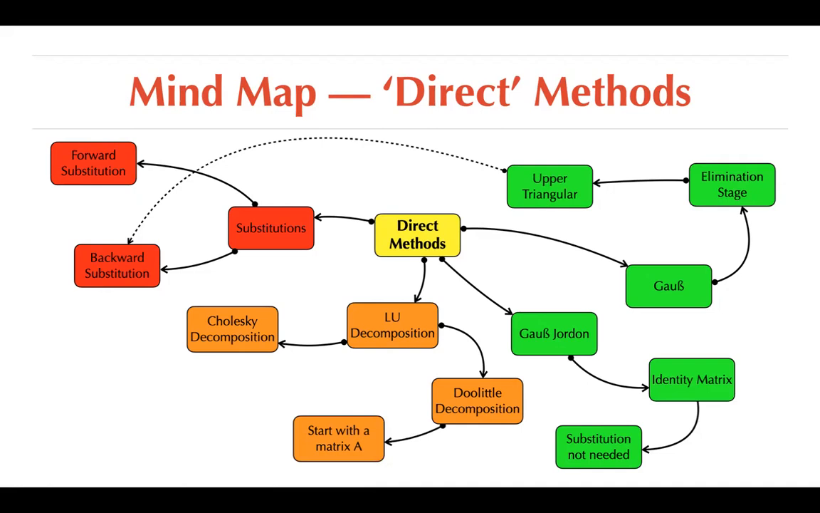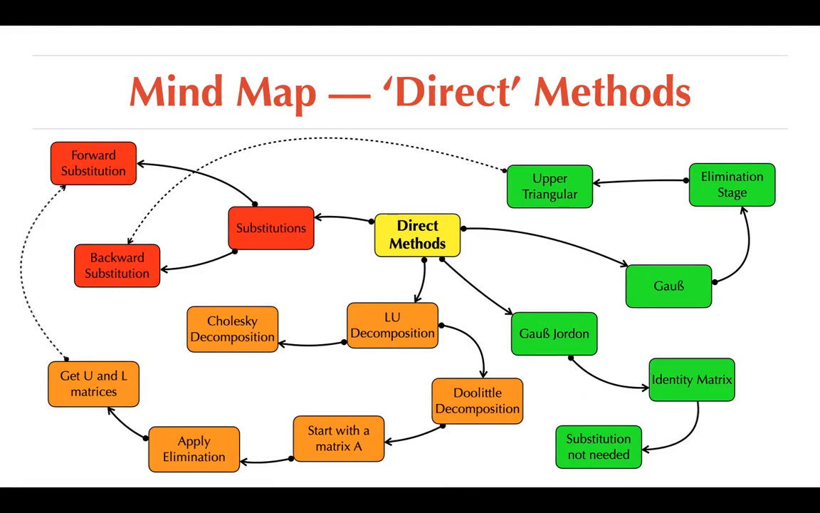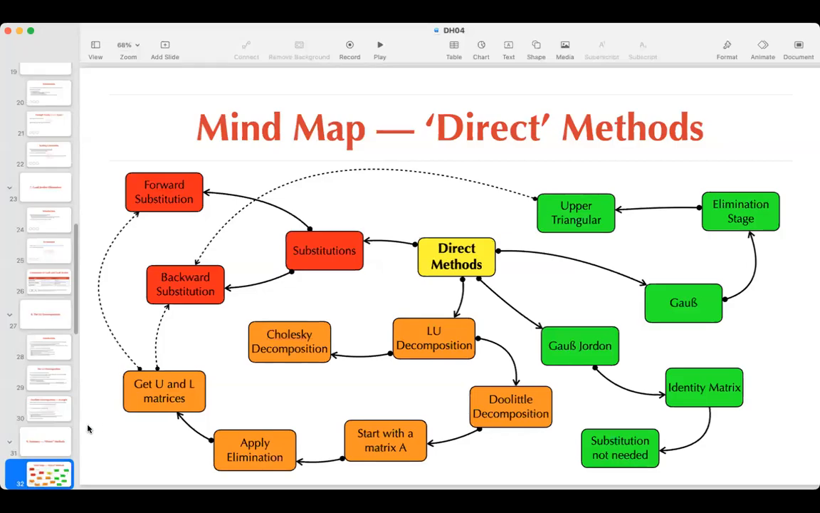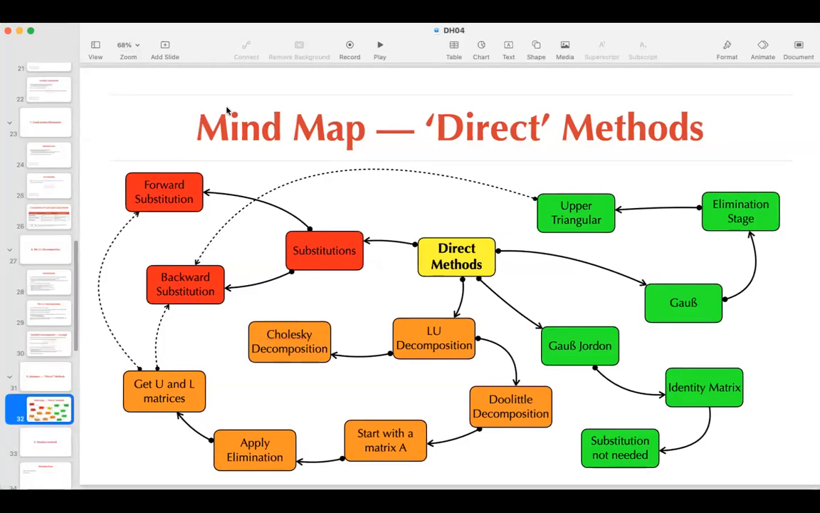So what was the algorithm that we discussed? You start with the matrix A, and then you apply elimination. You take care of all the coefficients that you used for elimination, and then you will eventually get the upper triangular form, and the coefficients will become part of the lower triangular matrix. Then you perform the backward substitution and forward substitution, and you will get your solution. So this was the case with direct methods.